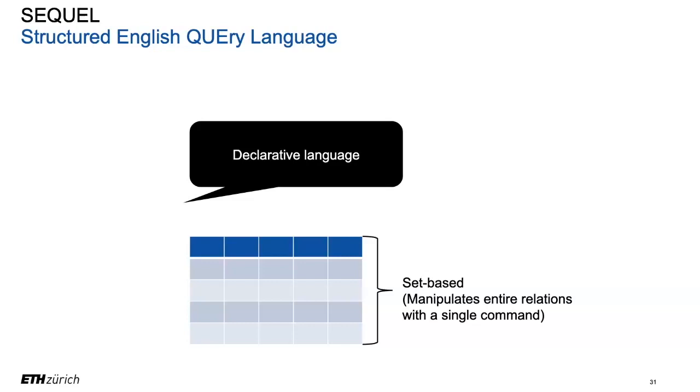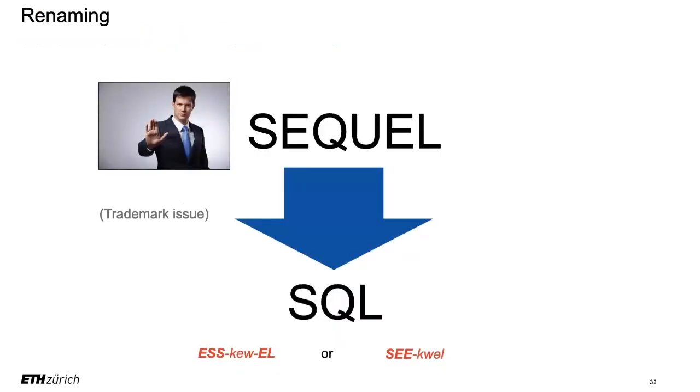Set-based means that you don't manipulate single values, but entire tables at a time. It means huge sets can be millions or even billions of records at the same time. So this is why we call it set-based.